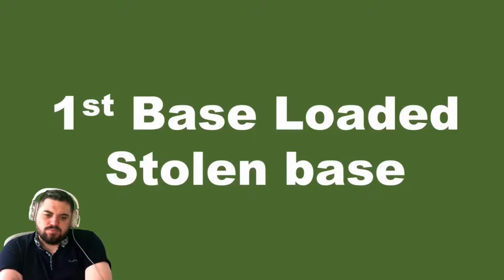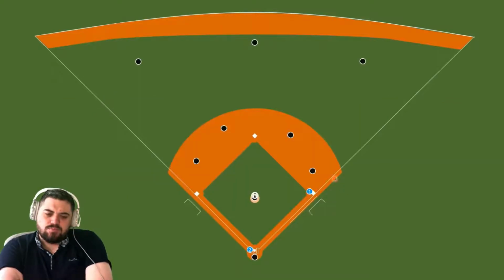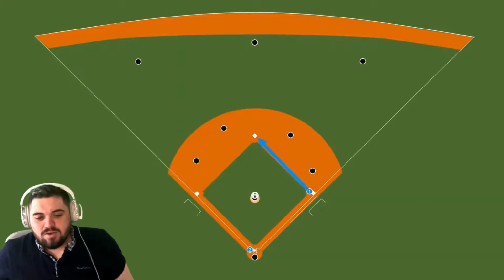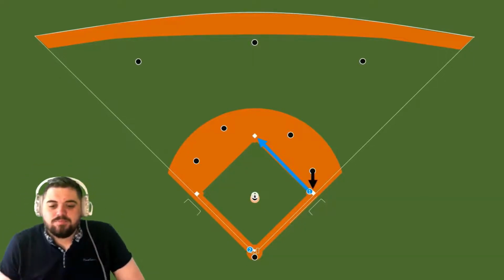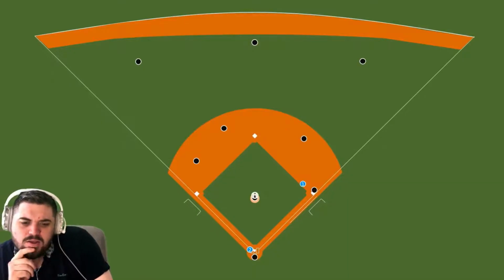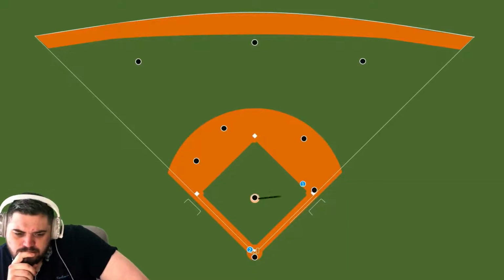Let's talk about first base loaded and stolen base. If you remember, this is first base, this is second base, this is third base. So here first base is loaded. Now what can happen is when the pitcher is throwing the ball, he can run and go to the second base. Look what happens. He went there and he's able to do it before the catcher throws the ball back to the player. To prevent player 1 from moving to second base, they move the player to the first base. The reason they do it is that now in this scenario, the pitcher can throw the ball directly to the first base and player 1 would be out.